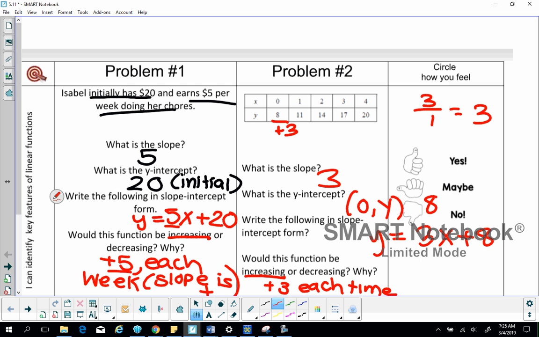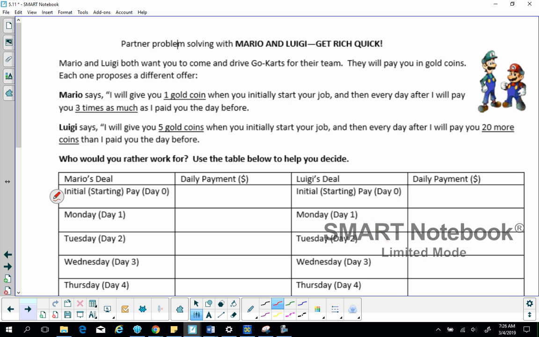So what you're going to start with first, there's a little Mario activity on your desk. And so we're going to be starting with that. It looks like this. And so I'm going to have this half of the room right here, you guys are going to be representing Mario. This half of the room is going to be representing Luigi. So it's saying I'll give Mario 1 gold coin when he starts his job, and every day after that, I'll pay him 3 times as much as the day before. So if you're on Mario's side, you're figuring out how much does Mario have each day.